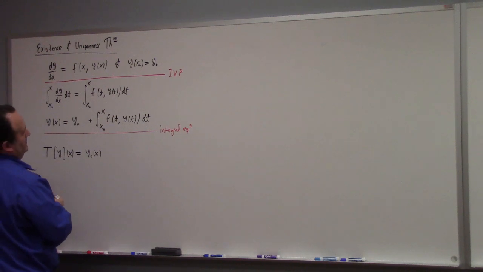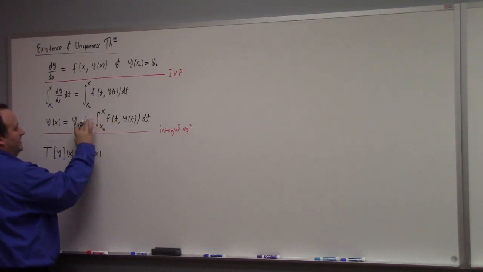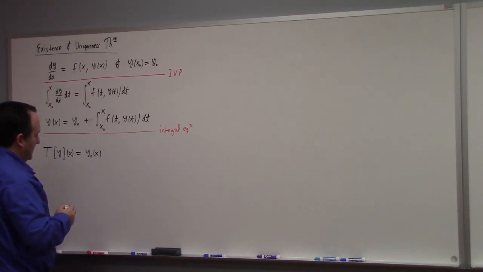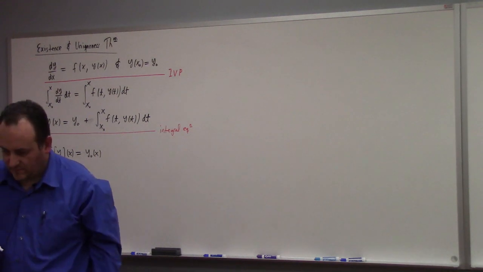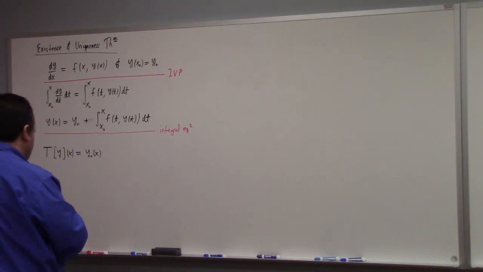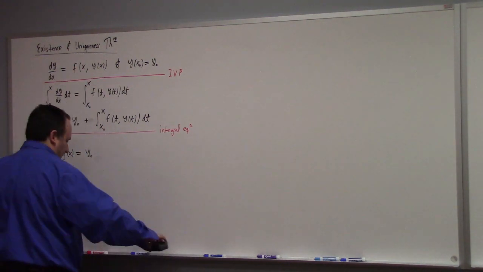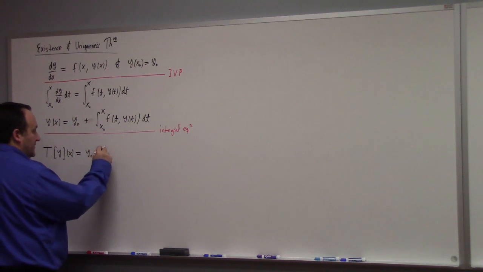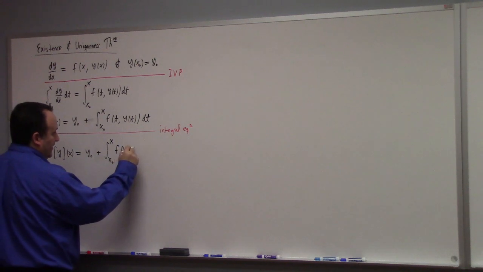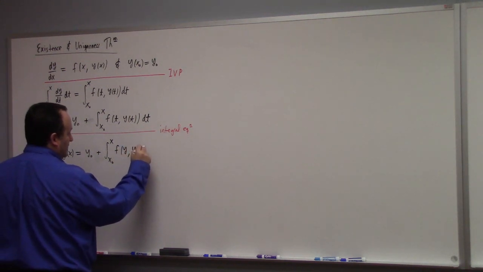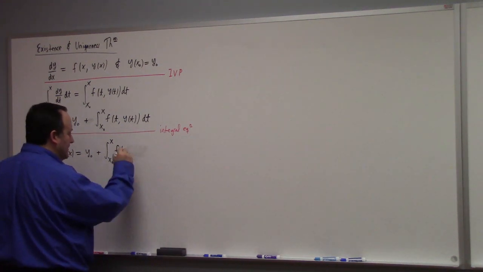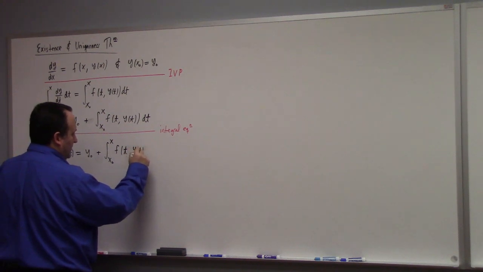And technically speaking, to be fussy, well, it's fine. It's a constant here. Oh, I had a moment there, but yeah, that's just a constant. I should leave that as a constant. My bad. All right, so y naught plus the integral from x naught to x of f of t comma y of t dt.